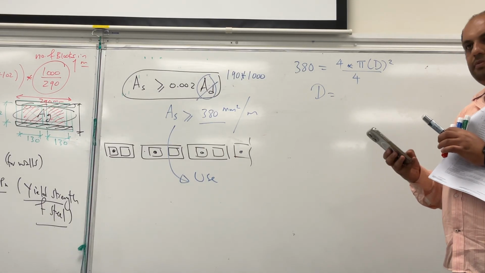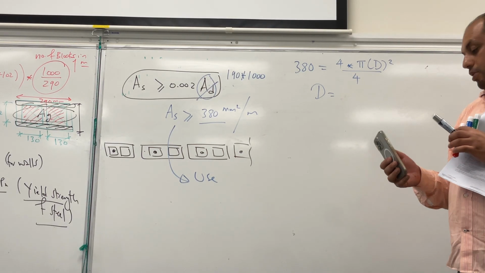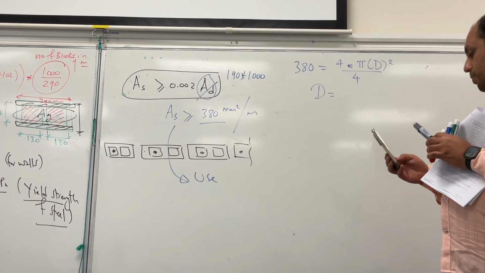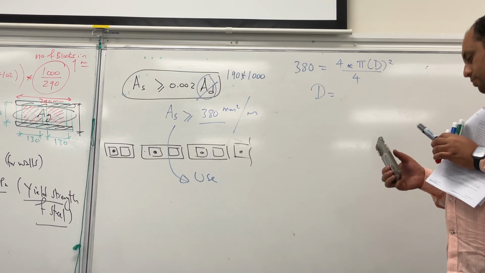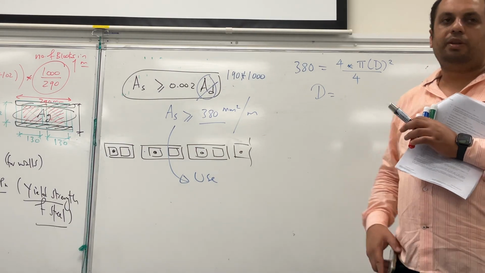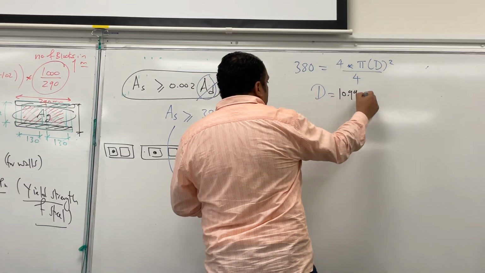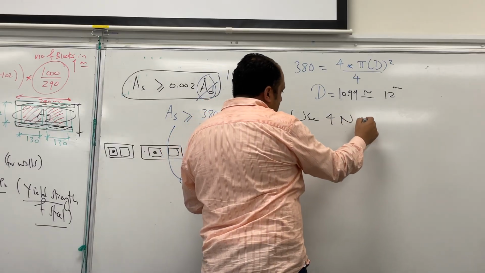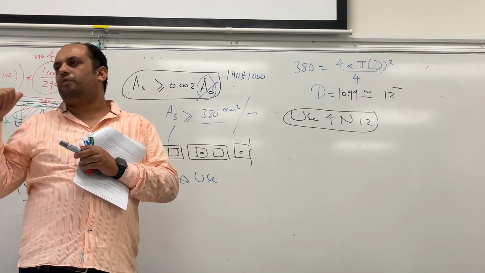I just adopted 10, 12. It's okay. How much? 380 divided by 5, then the root. So we need at least 10.99, which should be rounded up. So we need at least 4 bars of 12. This is the minimum reinforcement needed for this part.